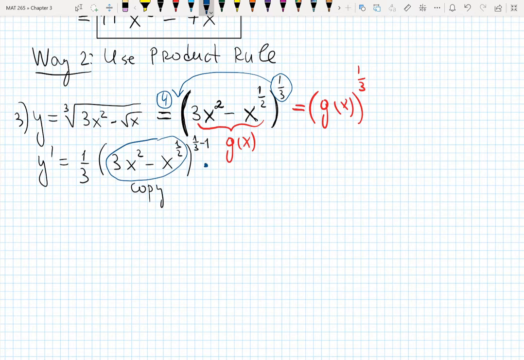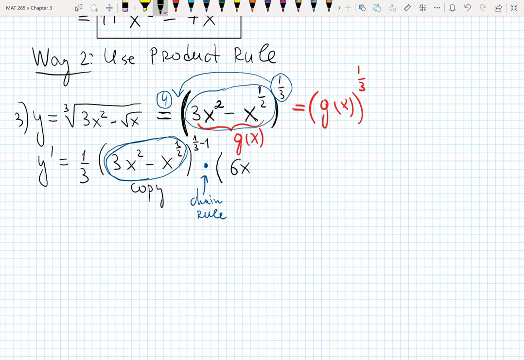Now times, and this is where the chain rule steps in. Chain rule says, now it's time to look inside. I'm looking inside and I see, either over here or in the original function, that there's a quadratic function there, or a polynomial. And now I can differentiate that, times the derivative of the function inside, which is 6x minus 1/2 goes down, x to the 1/2 minus 1.